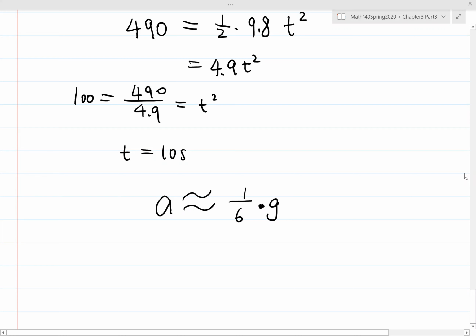Another example of this constant acceleration motion. Example.